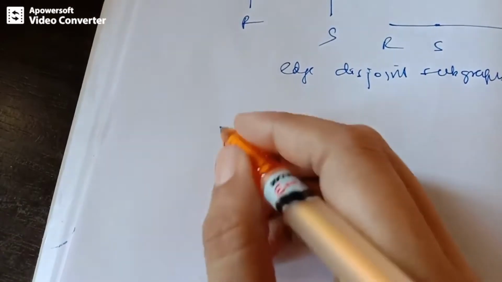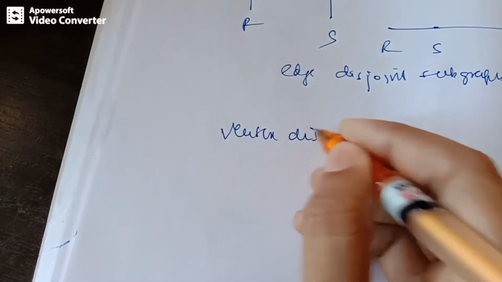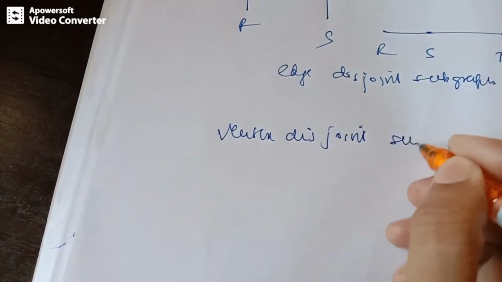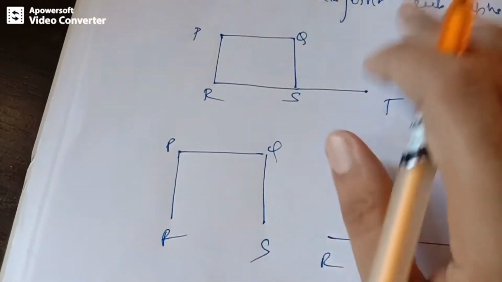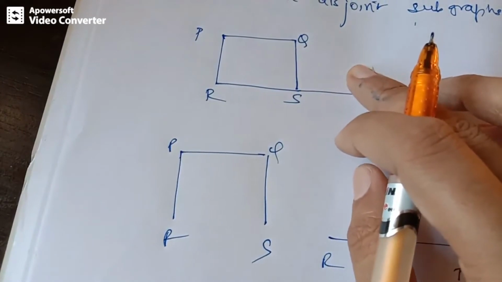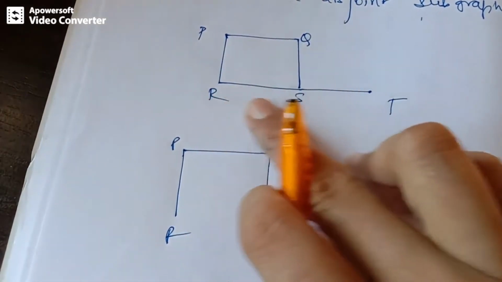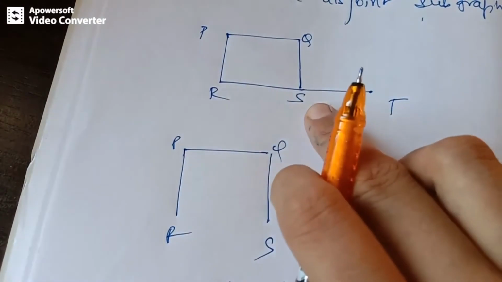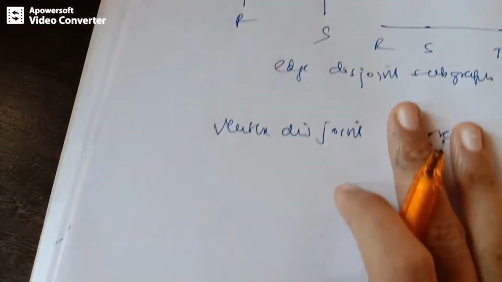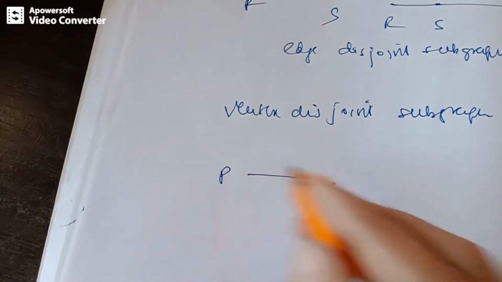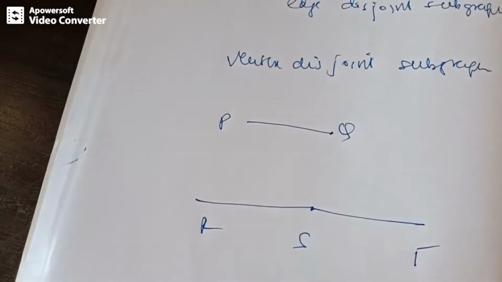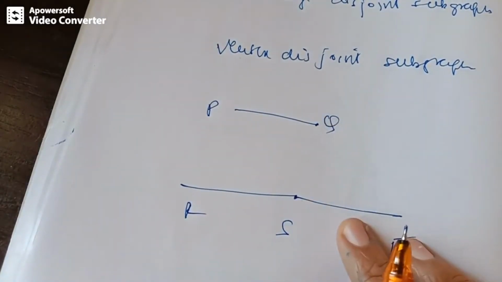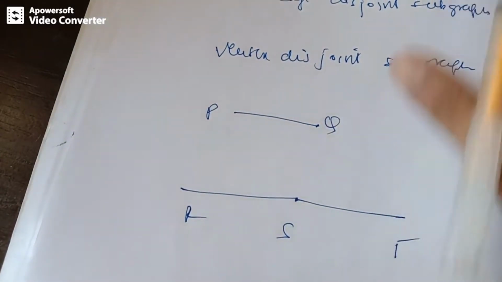and the vertex disjoint subgraphs are as shown below. So I am dividing this original graph into two vertex disjoint subgraphs. One is PQ and RST. So that time no vertex is in common, there is no edge also in common. So it forms a vertex disjoint subgraph. So these two are vertex disjoint subgraphs. So next let's see the operations of graphs.